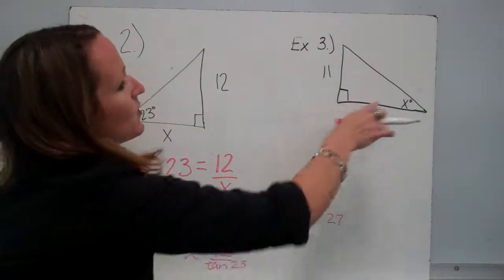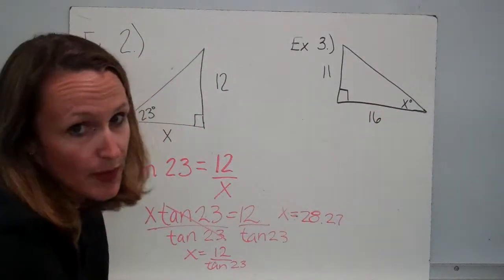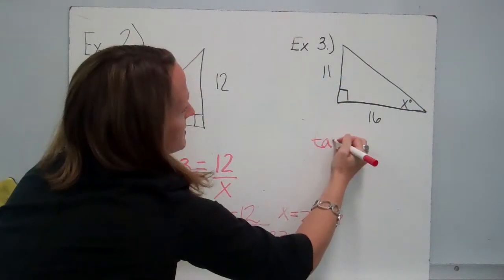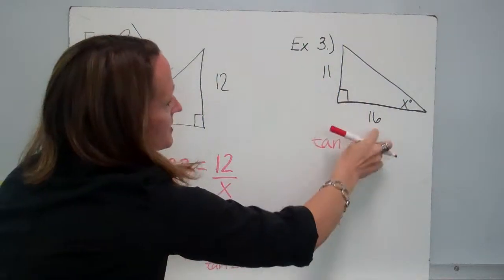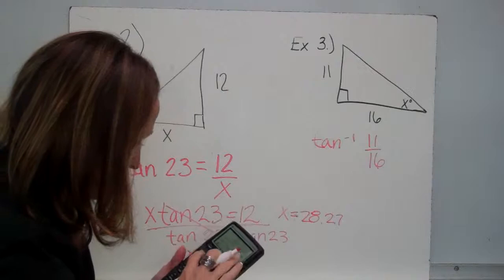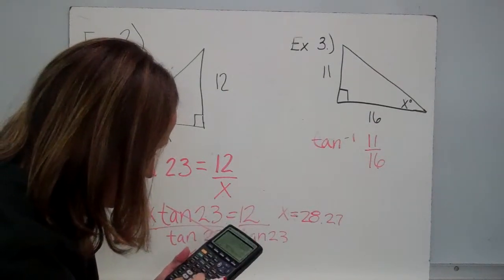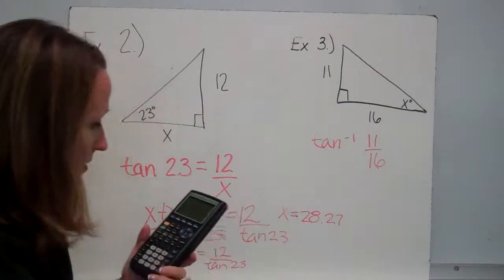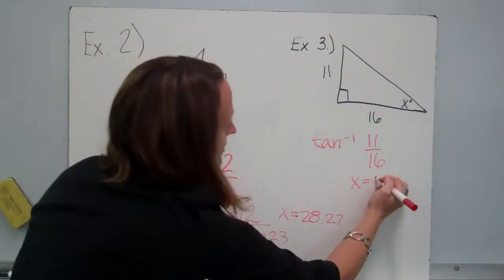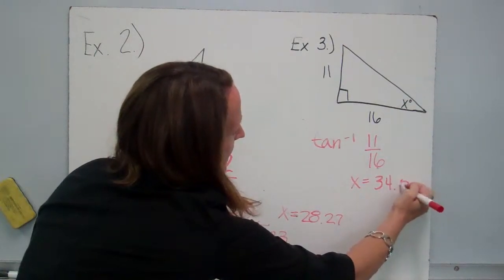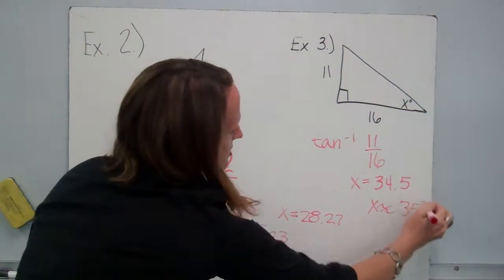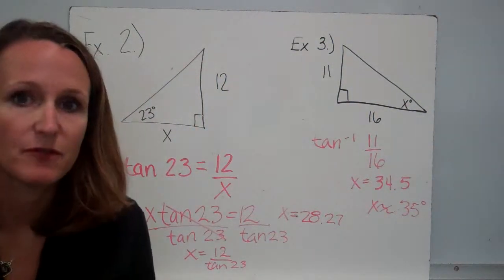And then this last one, we are looking for an angle. Again, our hypotenuse is not involved, so it means it's tangent. So we're doing the arctangent of opposite over adjacent, 11 over 16. So tangent -1 of 11 over 16. We get x is going to equal 34.5, so your angle is about 35 degrees. And that's how you use the inverse trig function.